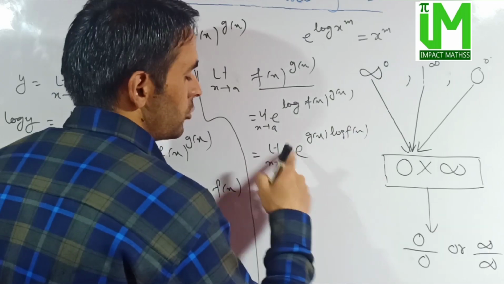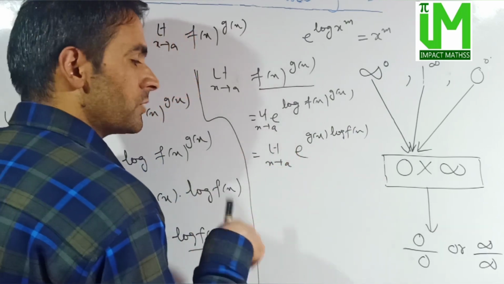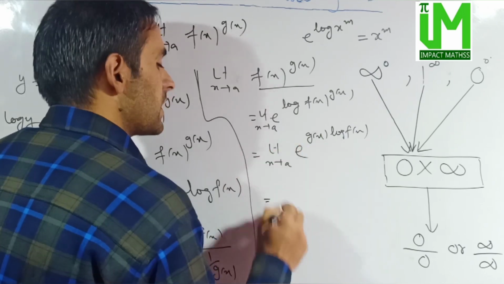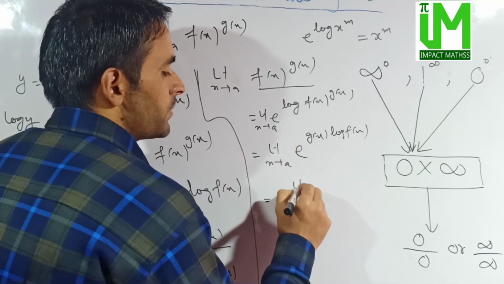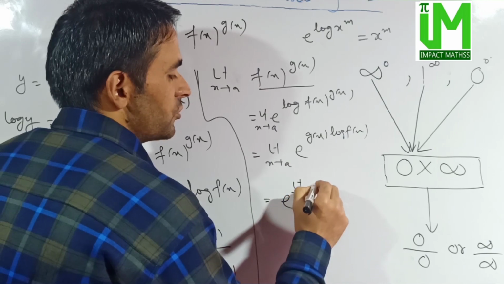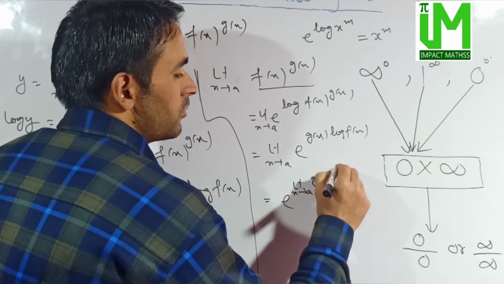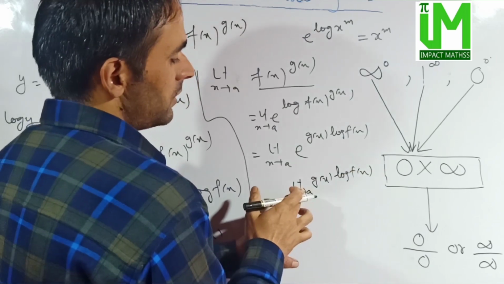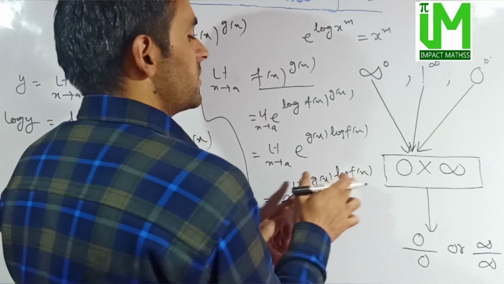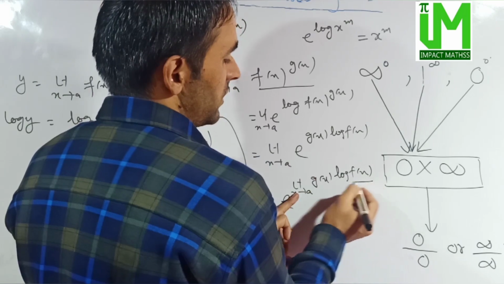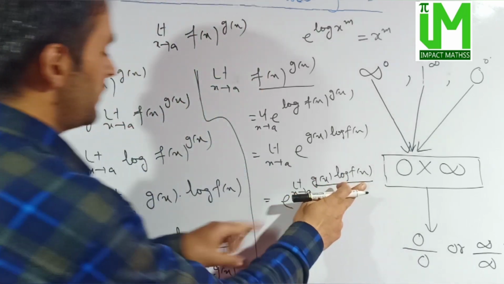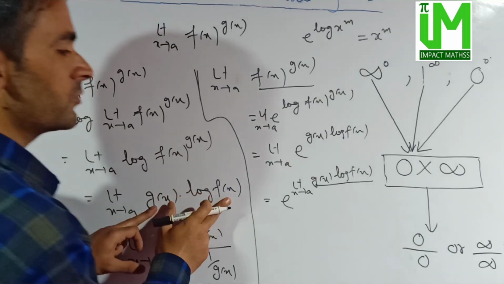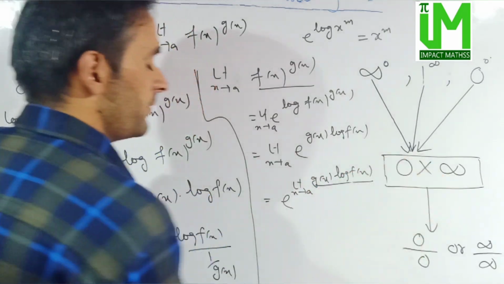Again, since the exponential function is continuous throughout its domain, so that means कि ये limit power में चला जाएगा. So it will be e raised power limit x approaches to a gx into log of fx. So this thing is reduced to 0 into infinity type, as we can already see here gx into log of fx.